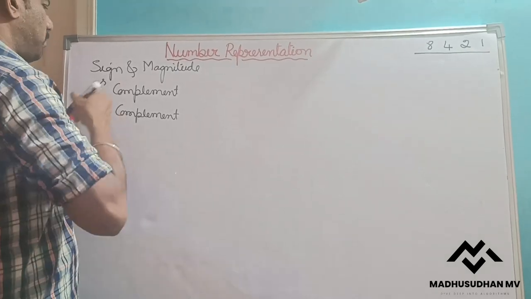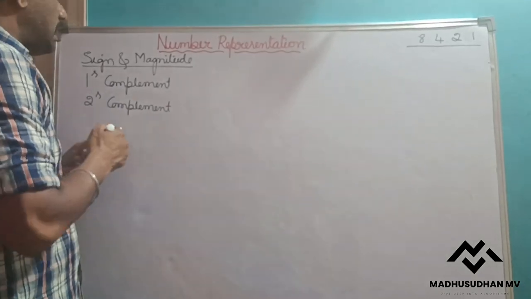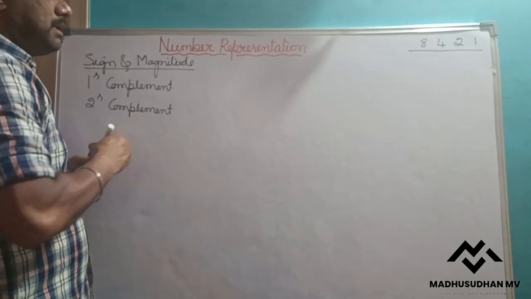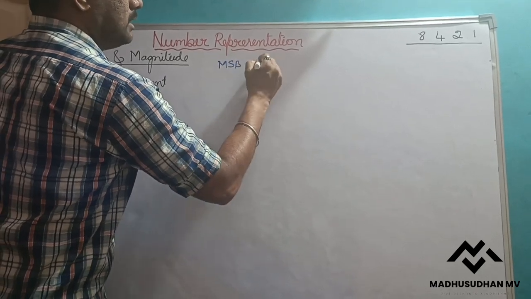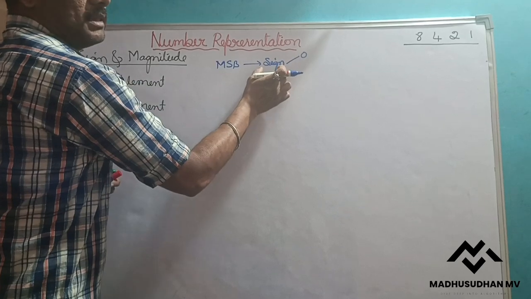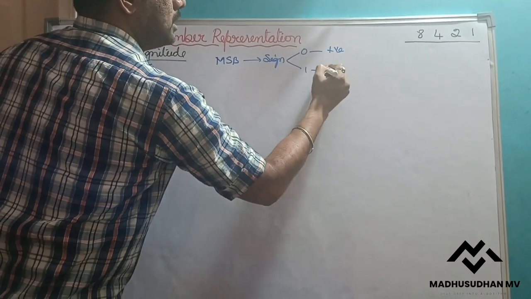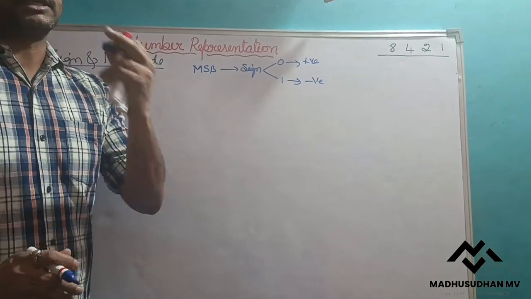Now let us discuss one by one, starting with sign and magnitude. In sign and magnitude, as the name itself indicates, the most significant bit, the MSB, indicates the sign. Suppose this is the sign bit. If the sign bit is 0, it indicates a positive number. If it is 1, then it indicates a negative number. The remaining bits represent the magnitude.